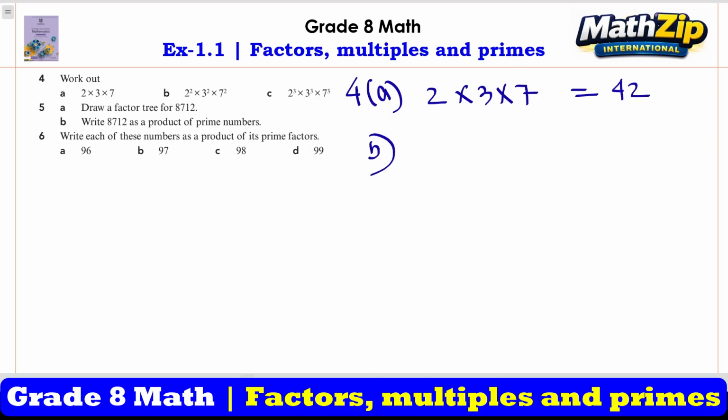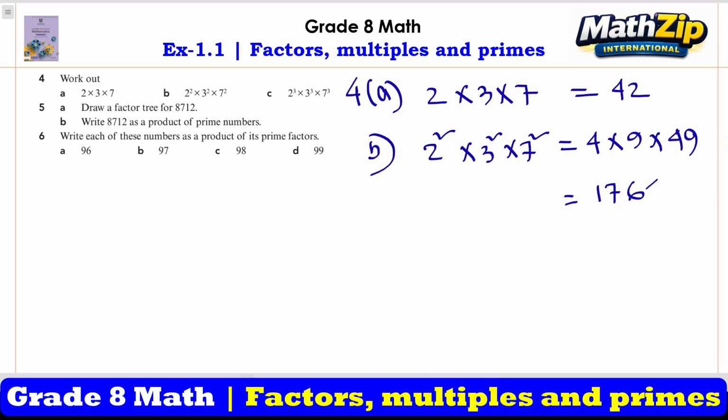Number B, here is 2 squared times 3 squared times 7 squared. What will be the result? 2 squared means 4, 3 squared means 9, and 7 squared means 49. So what will be the result? 4 times 9 times 49 is 1764. You should use a calculator if possible.